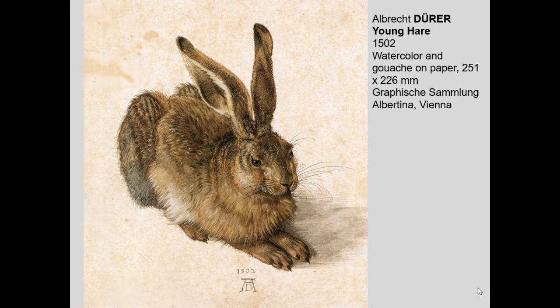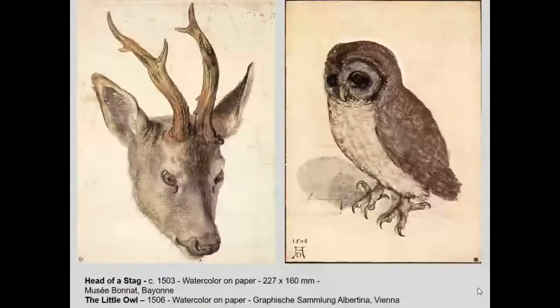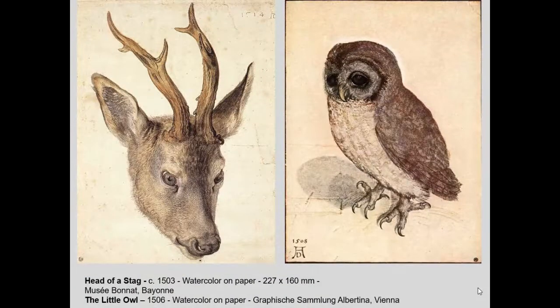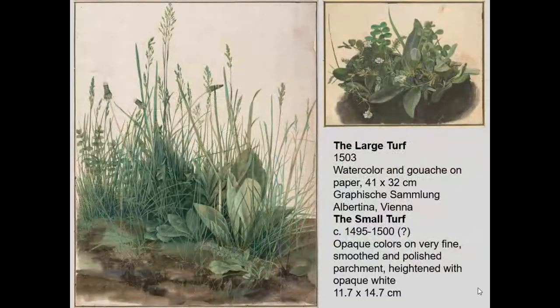Especially this piece known as the young hare. He's certainly got other subjects that may be of interest to you as well in his studies of nature. I personally really like these two paintings. The one on the left is known as the large turf, so named because there is a smaller piece called the small turf.